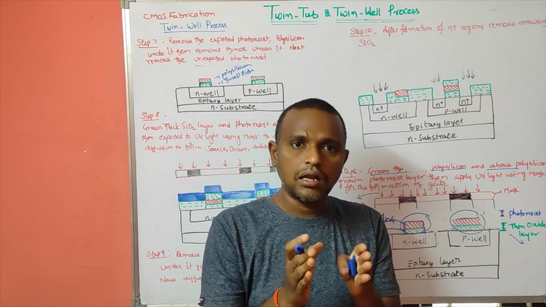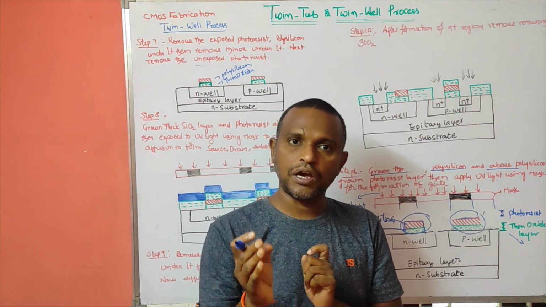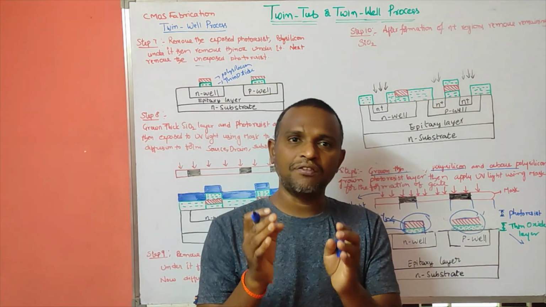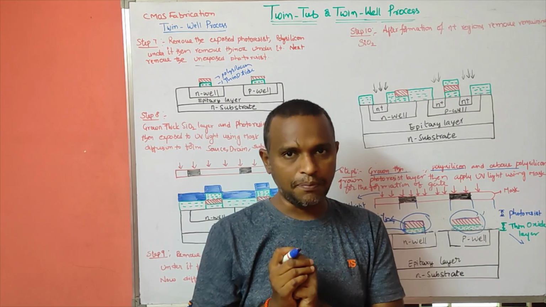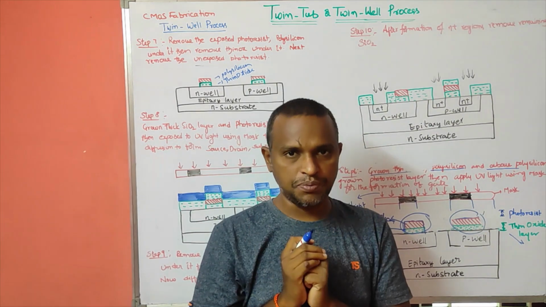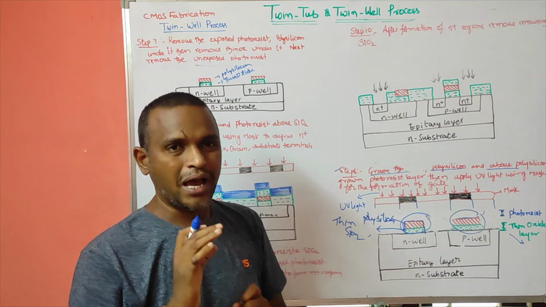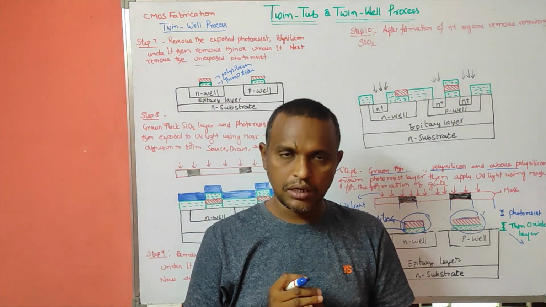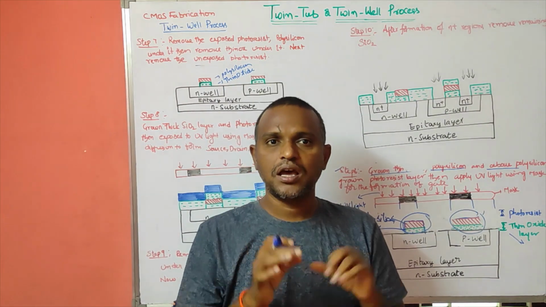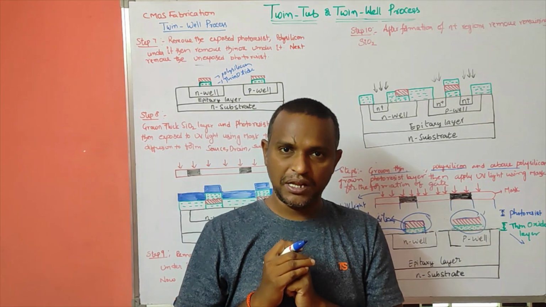So in the P well and N well we are forming NMOS and PMOS. In the P well we are forming the NMOS transistor, in the N well we are forming the PMOS transistor. For NMOS we have to place N plus regions for source and drain, and for PMOS we have to place P plus regions. So for that, again I am growing a thick SiO2 layer. Above that I am placing the photoresist. Above that I am using the mask to define the regions of N plus.